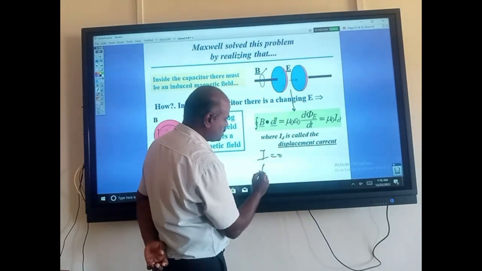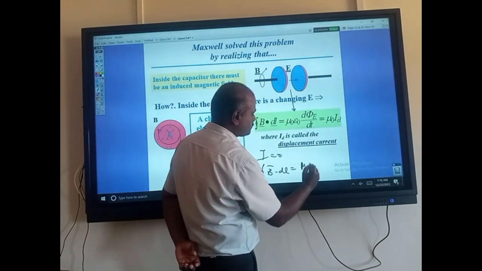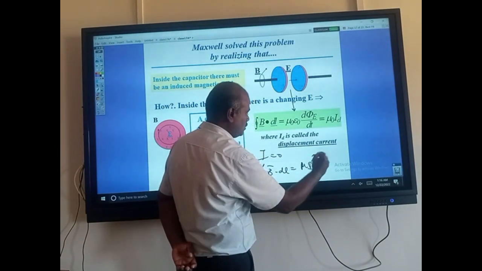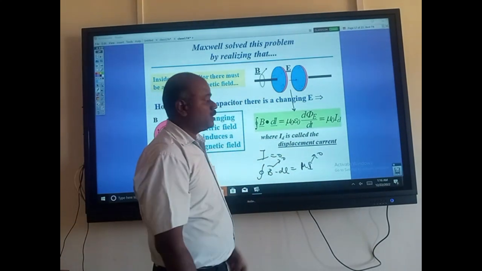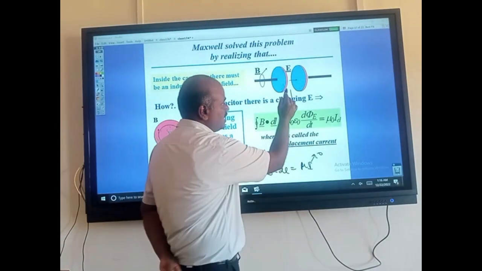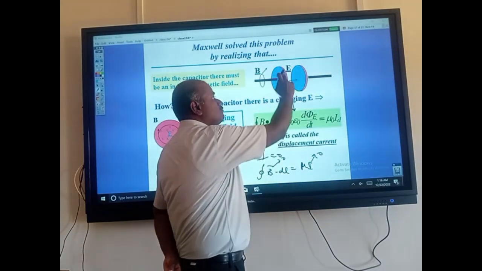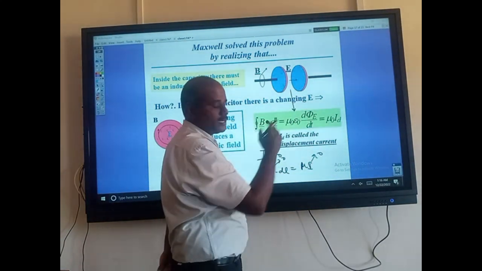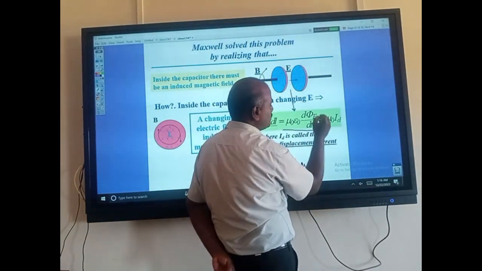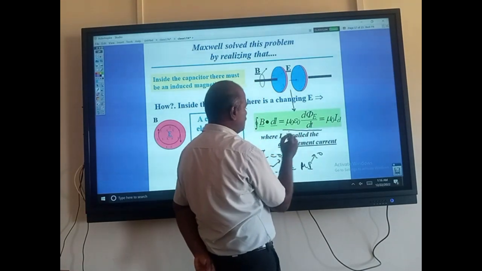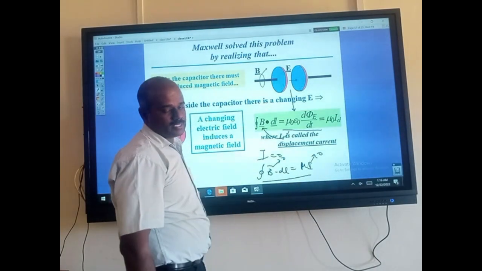Previously, what was the equation? Ampere's law: the closed integral of B vector dot dl equals mu I, where I tends to 0, so B also tends to 0. That was the previous statement. Now what did Maxwell do? There is a change of electric field happening because of the charge difference. So magnetic flux is generated due to the change in electric flux. The rate of change of flux creates a magnetic field. So this equation cannot be 0 within the capacitor also.